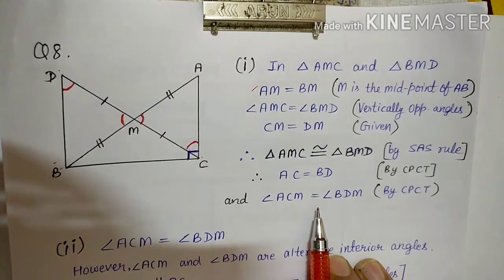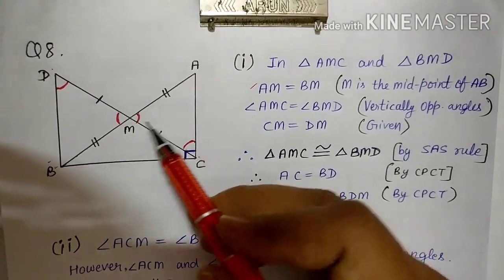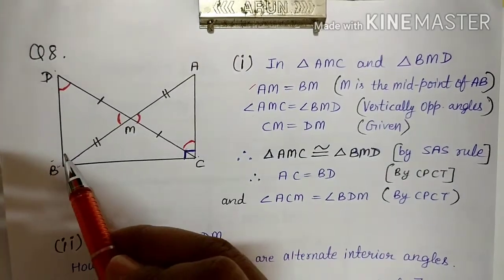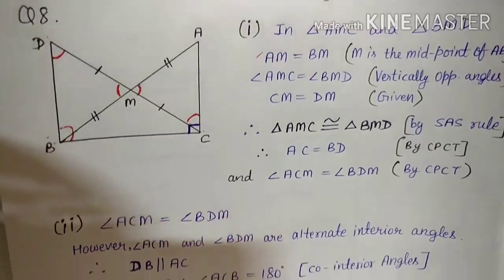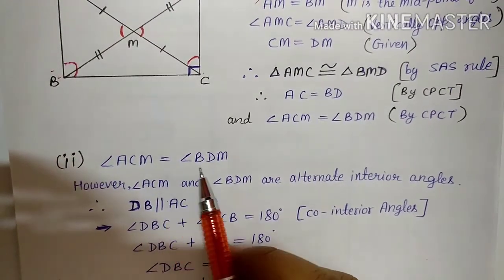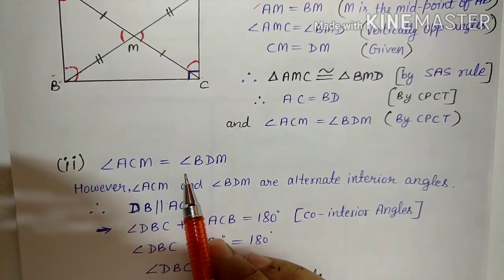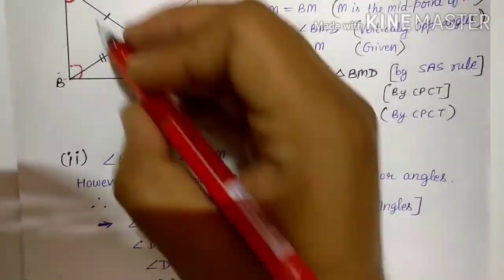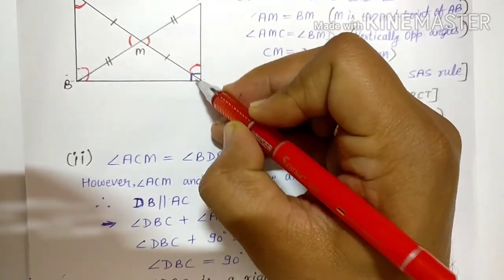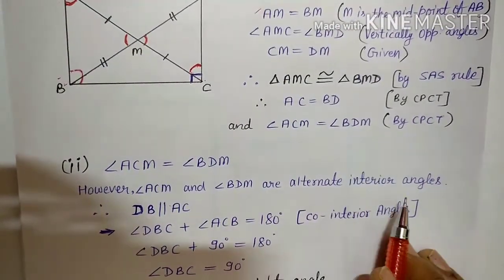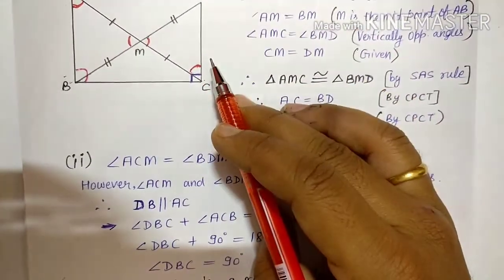Now in the second part we have to prove that angle DBC, this angle, is 90 degrees. So we take the second part: angle ACM equals angle BDM, which we have just proved equal. But if we check properly, we will find that these are alternate interior angles, this and this. So we can say that DB is parallel to AC.